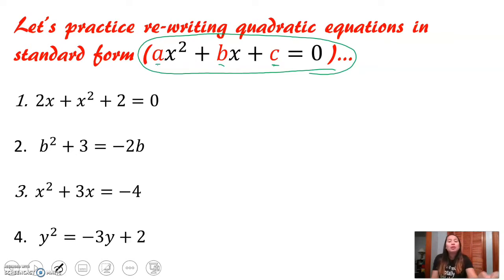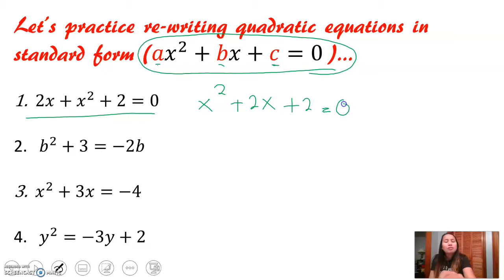So how do we do it with the first equation here? Simply rewrite it in a way that the highest exponent will be written first, plus, I'm going to write 2x plus 2 equals 0. So this is the standard form for number 1. Okay? How about number 2?